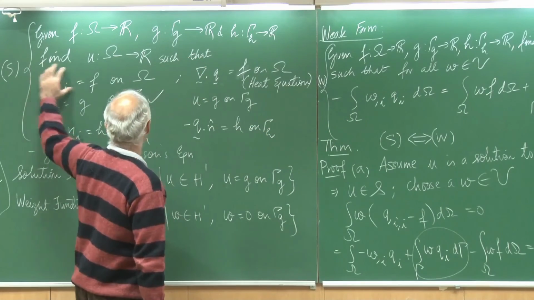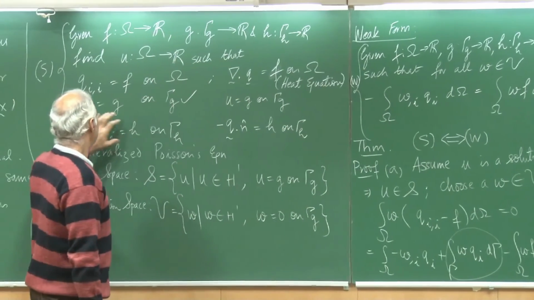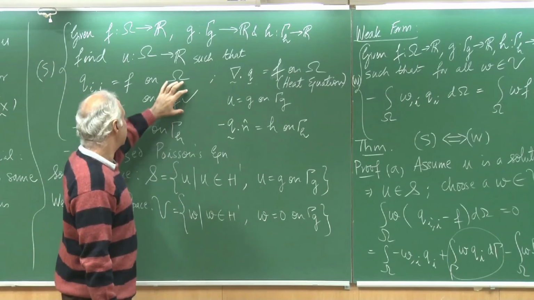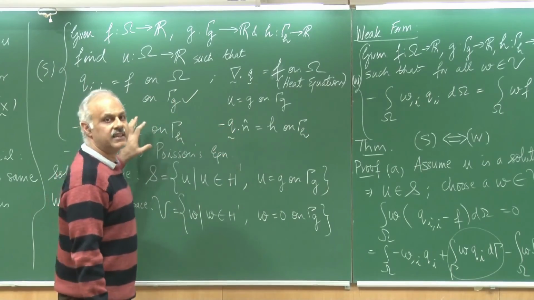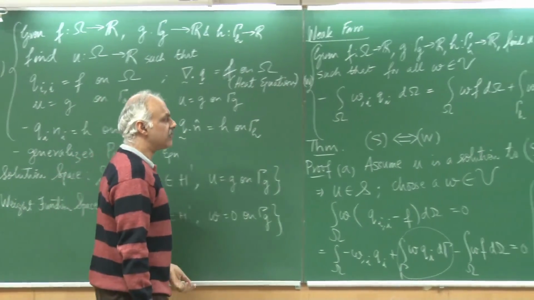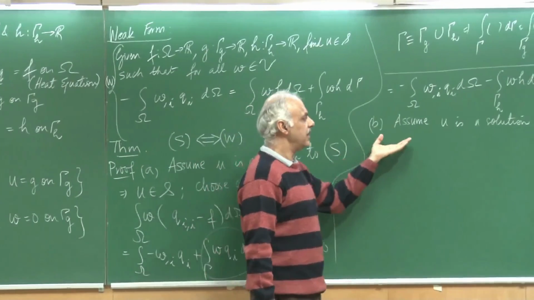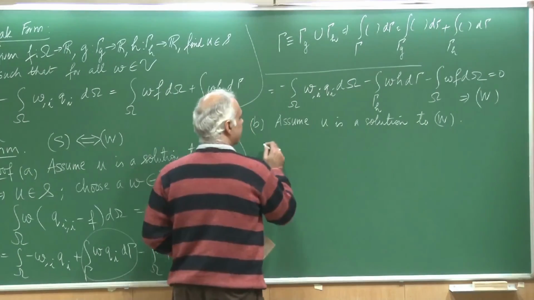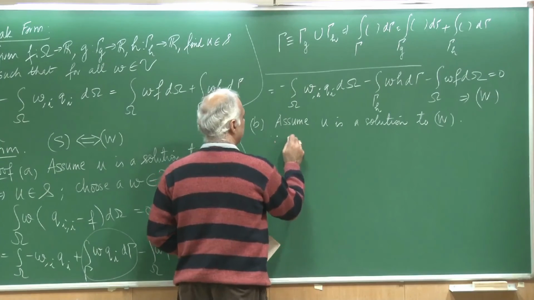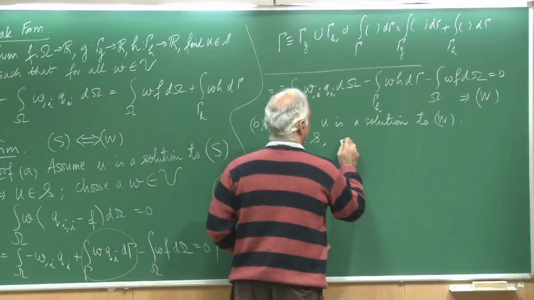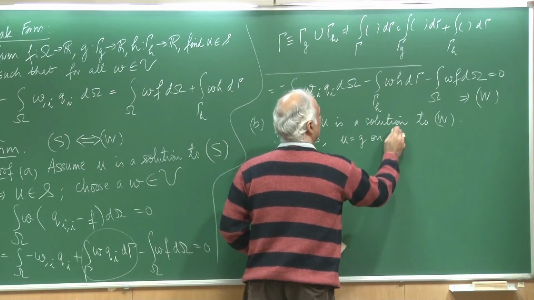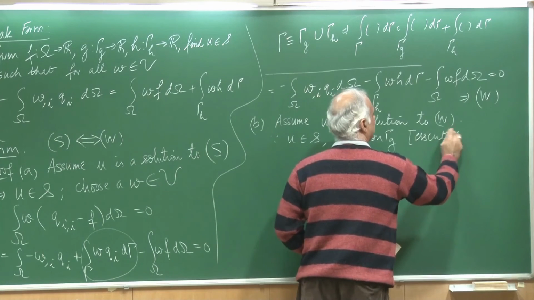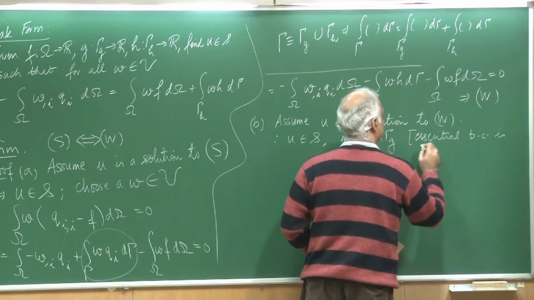A, this differential equation, and B, this Neumann boundary condition. And again we recall the nomenclature, this is the essential boundary condition, this is the natural boundary condition. So therefore our effort is to start from the weak form and derive the differential equation and the natural boundary condition. So I will write here that since u belongs to S, so u equal to g on gamma g, the essential boundary condition is already satisfied.